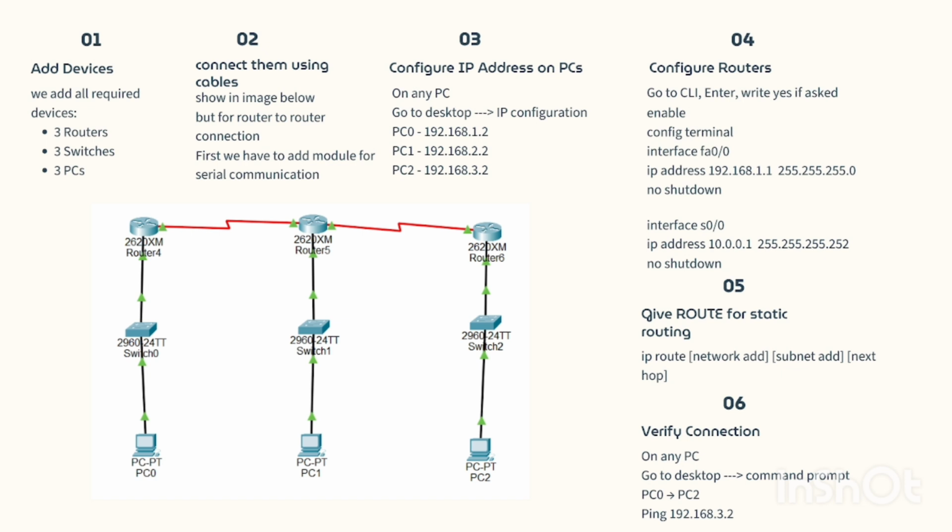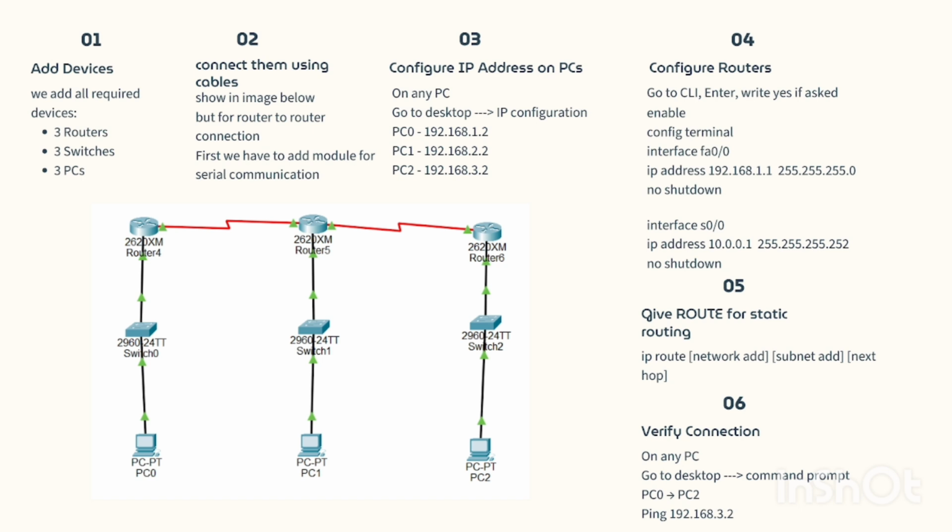Now we can implement static routing in Packet Tracer. To do so, we have to add some devices as shown in the picture. Then we have to connect them using cables. While connecting router to router, we have to add a module, that is WIC-2T. After adding the module, we can have the serial option on the router. Then we can connect each router using the serial option. This is done to establish serial communication between routers.